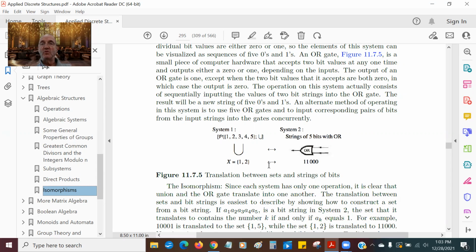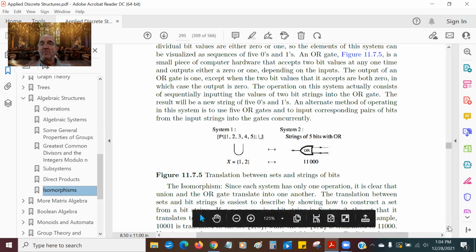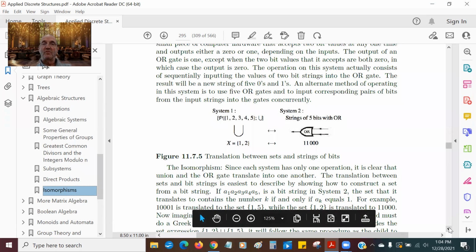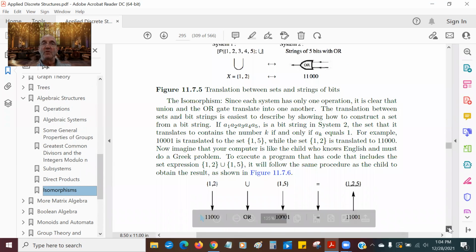Now {1, 2} is the same, by the way, as 1, 1, 0, 0, 0. Because I have the 1, I have the 2, those are my 2 1s, and I don't have a 3, 4, 5, those are my 3 zeros. You see what I'm saying here? Now, if you don't get it, hopefully you'll get it when I explain it a little bit more.